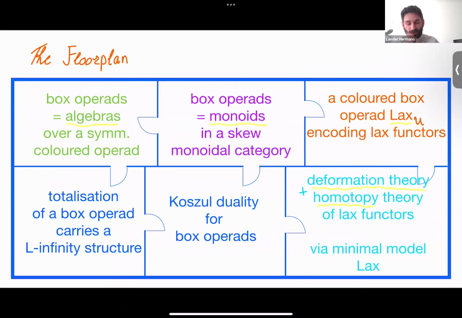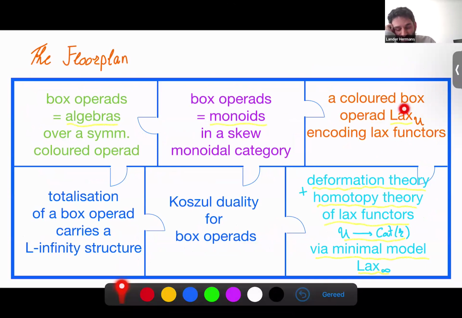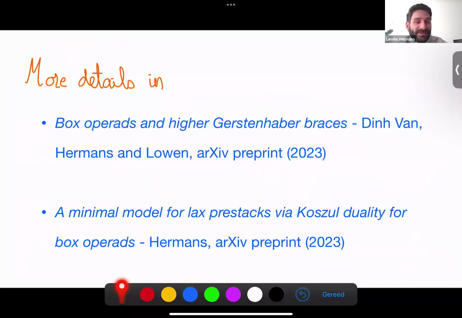And this sort of finishes what we want to do, because what we then did is we resolved this category, which is now a bit too much to go into. The resolving we did is we computed its Koszul complex, and then we used the cobar construction to make lax infinity. And then we naturally get a deformation cohomology theory, which is work in progress at the moment. If you want any details, we have two preprints out, called Box Operads and the Higher Gerstenhaber Braces, which is the first part. And in the second one, we develop the Koszul duality for box operads via a minimal model for lax prestacks.